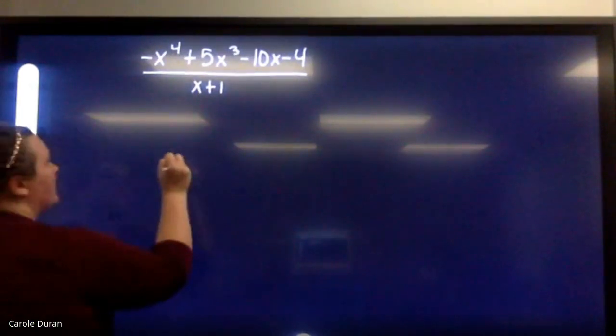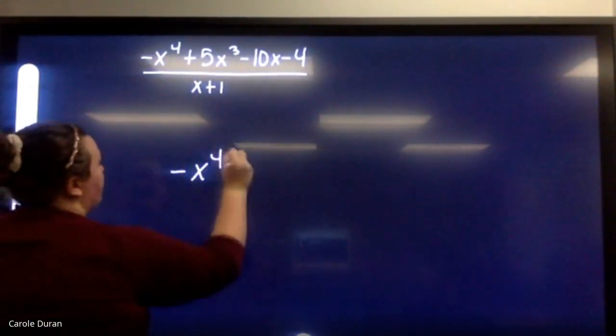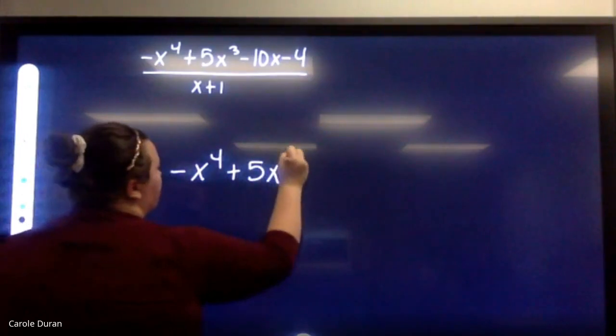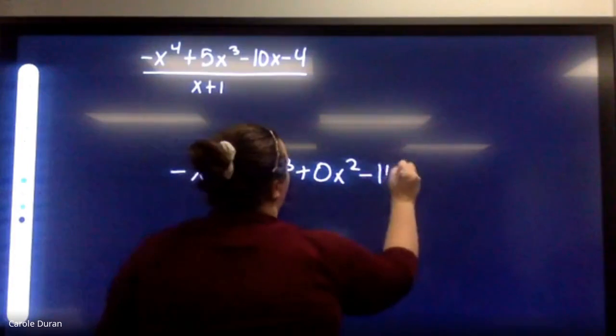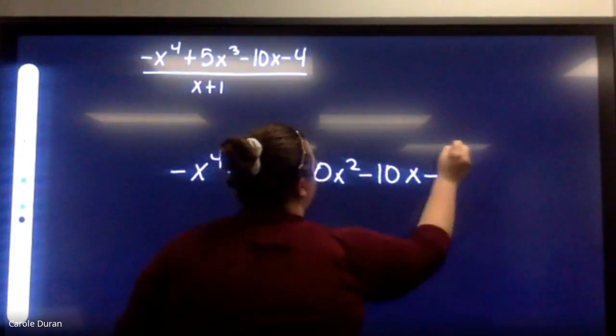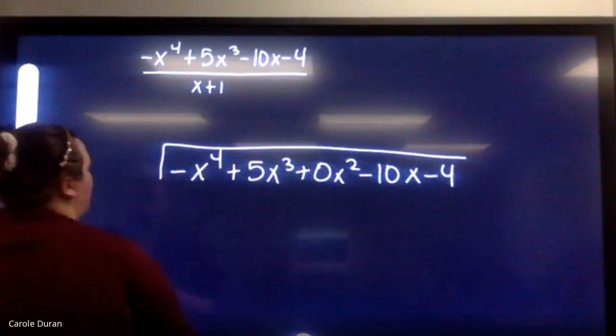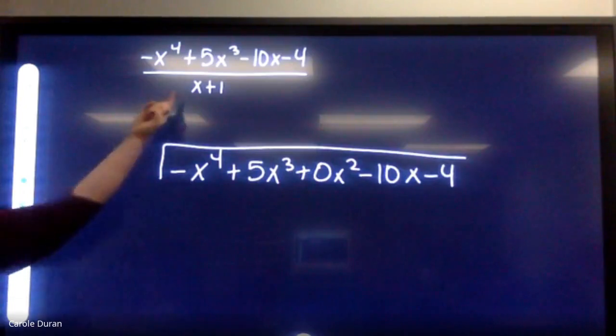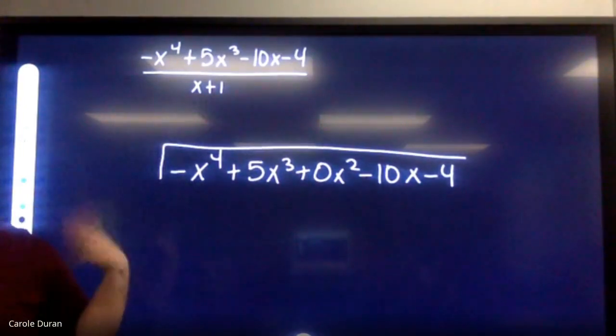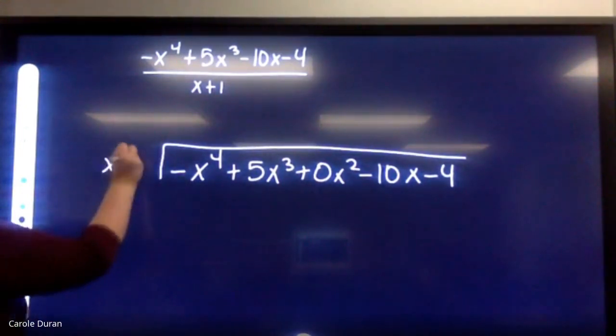So when I do this, I have negative x to the 4th plus 5x cubed plus 0 x squared minus 10x minus 4, all under the long division house. I also have to make sure my divisor is not skipping any terms. I go from an exponent 1 to an exponent 0, so I'm good there. And I'm dividing out x plus 1.